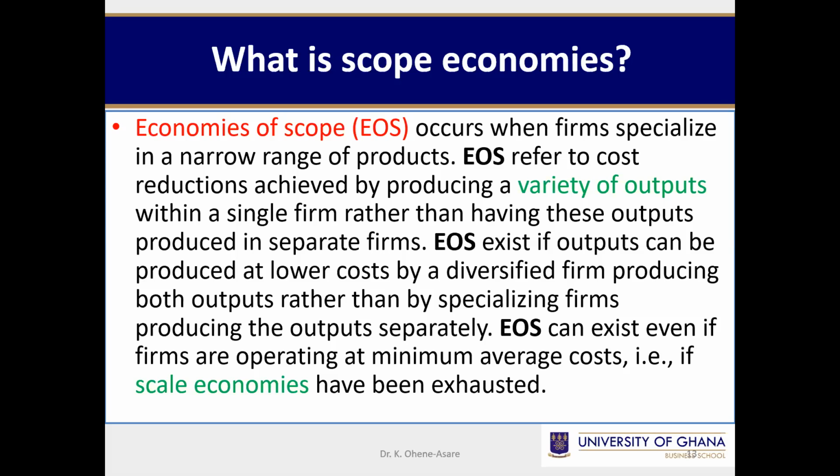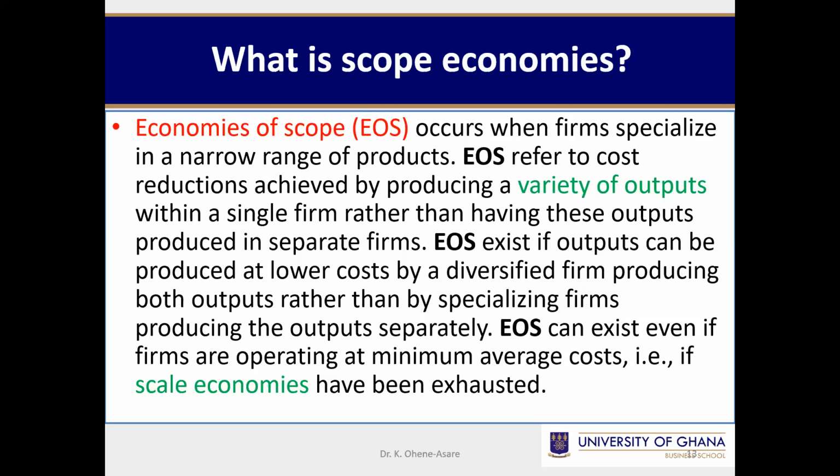Economies of scope exist if the output can be produced at a lower cost by going diversified, rather than specializing, with firms producing the output separately. So that's what economies of scope are. In fact, that's the whole essence of universal banking.